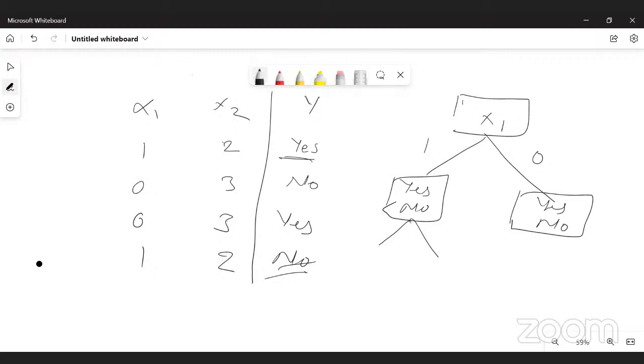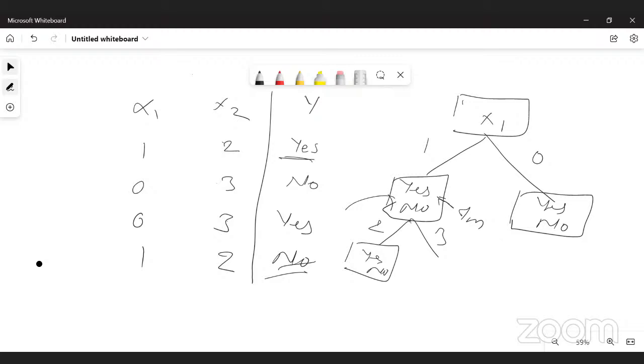Now, if you split according to x2, and x2 is 2 or 3, you will get only this one data point. No further splitting is possible. There are no features left according to which you can still split. It is not a pure node, it's an impure node, but you cannot split this one further. So in this case, you have to stop your split.